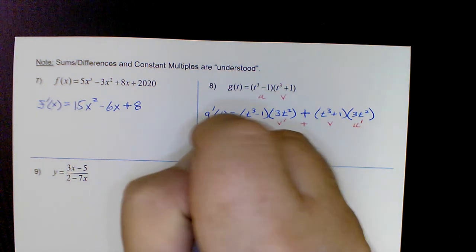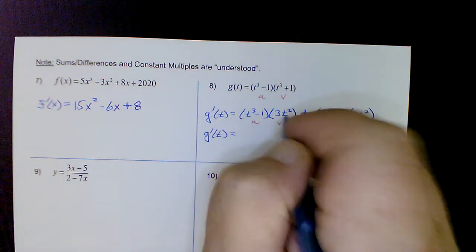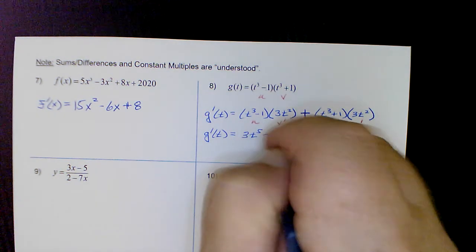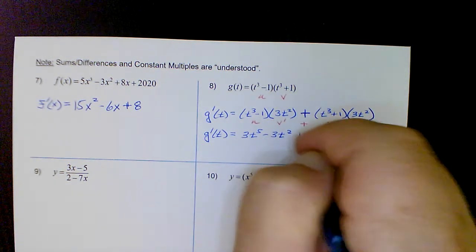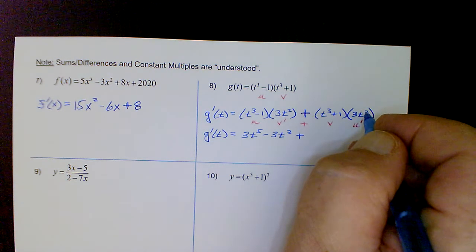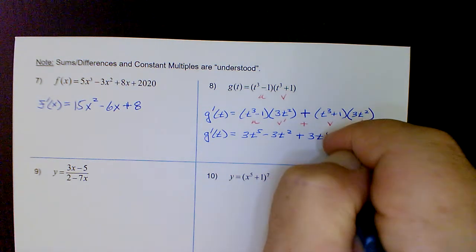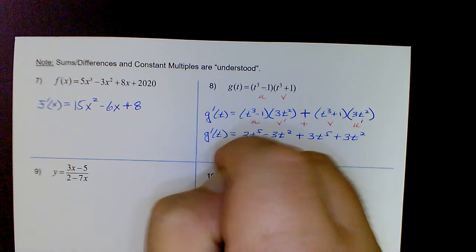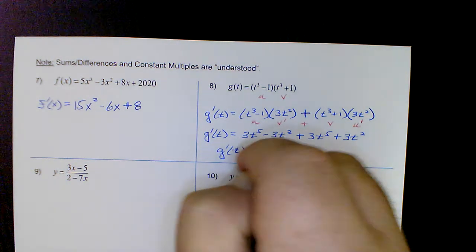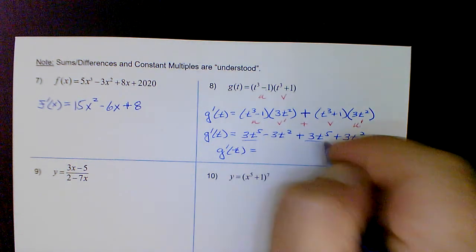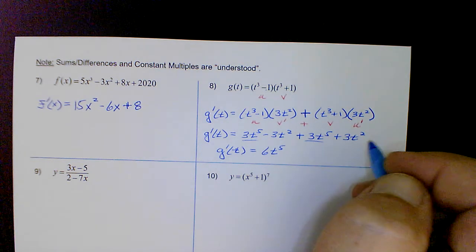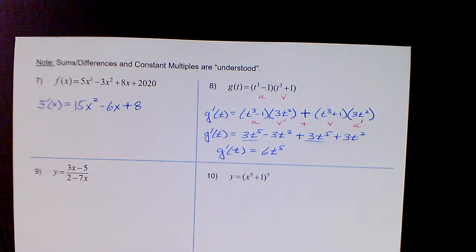So G prime of T, just do the obvious algebra. Distribute this 3T squared, get 3T to the fifth, minus 3T squared, then plus distribute this 3T squared as well, get 3T to the fifth, plus 3T squared, and now combining like terms, we get 6T to the fifth, and looks like the T squareds cancel each other out. Okay, next example.